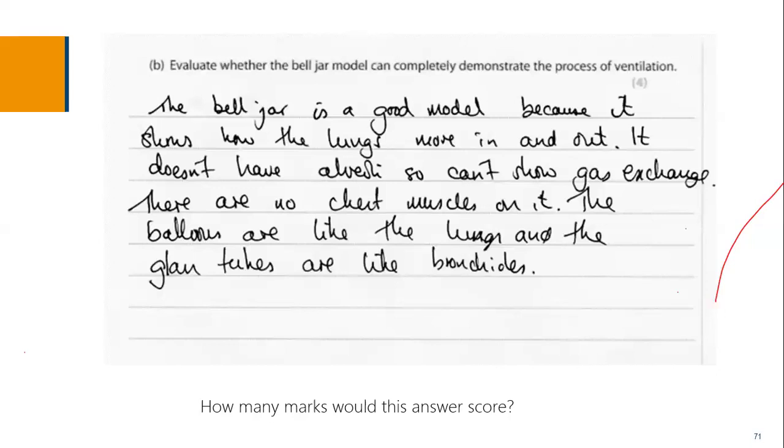Right, this answer will only gain one mark at the end for saying the balloons are like the lungs. The question is about ventilation, it's not about gas exchange, so the comment about the alveoli isn't relevant. Chest muscles is not sufficient for intercostal muscles, and bronchioles is not the same as bronchi. The gas tubes are like the bronchioles and not like the divided bronchi. So it only gains one mark at the end for the balloons are like the lungs. You need to encourage your students to be accurate in their answers and to refer back to the question.